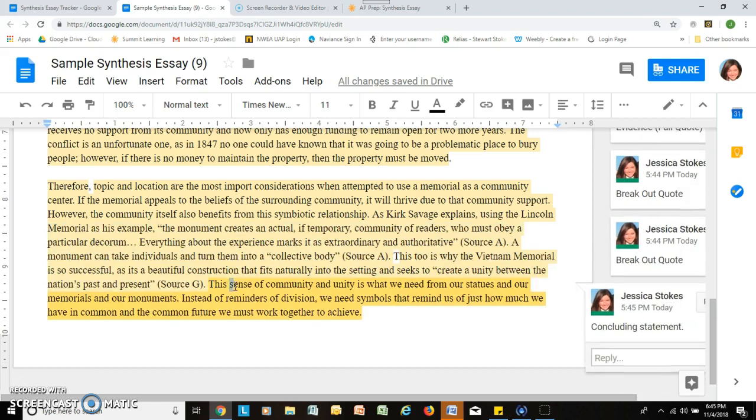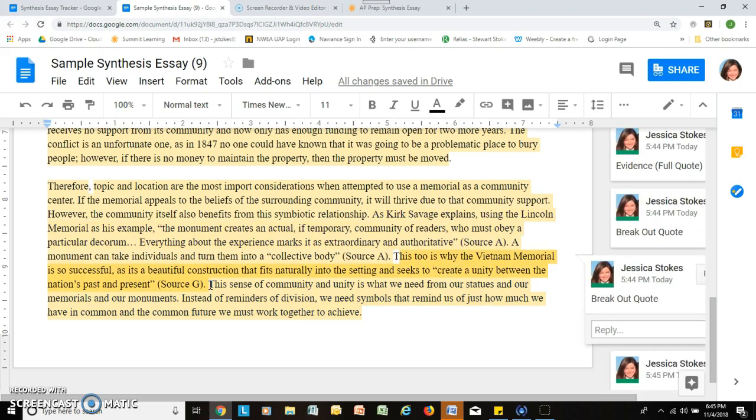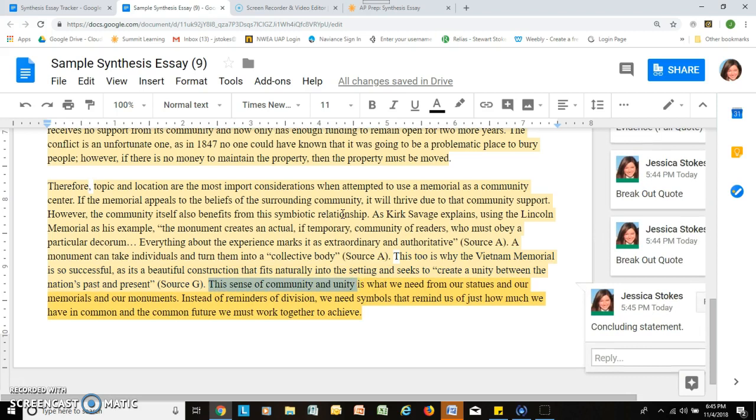And then they write, this sense of community and unity, taking the community from here and the unity from here. So they're summarizing the two pieces of evidence that have been in this paragraph. Community and unity is what we need from our statues and our memorials and our monuments.